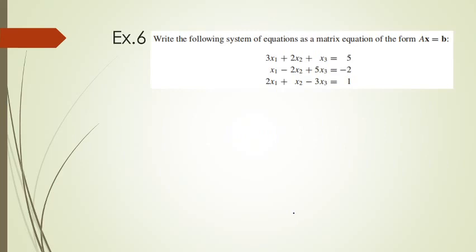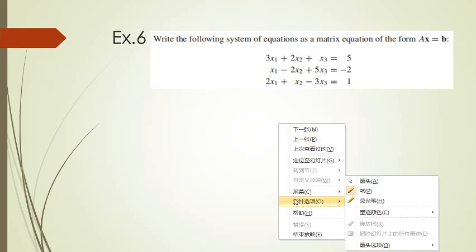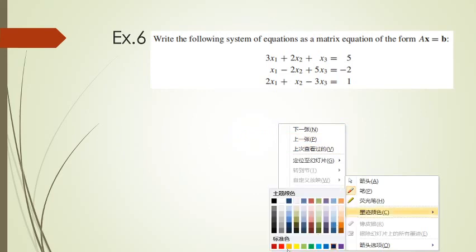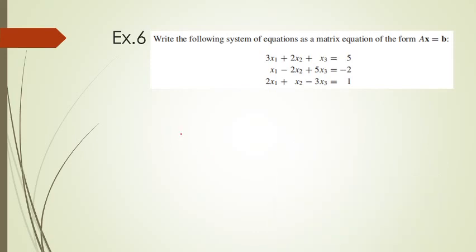Now, let's check this example. Write the following system of equations as a matrix equation of the form Ax equals b. Now let's figure it out. What is the matrix A, and what are the column vectors for b and x?